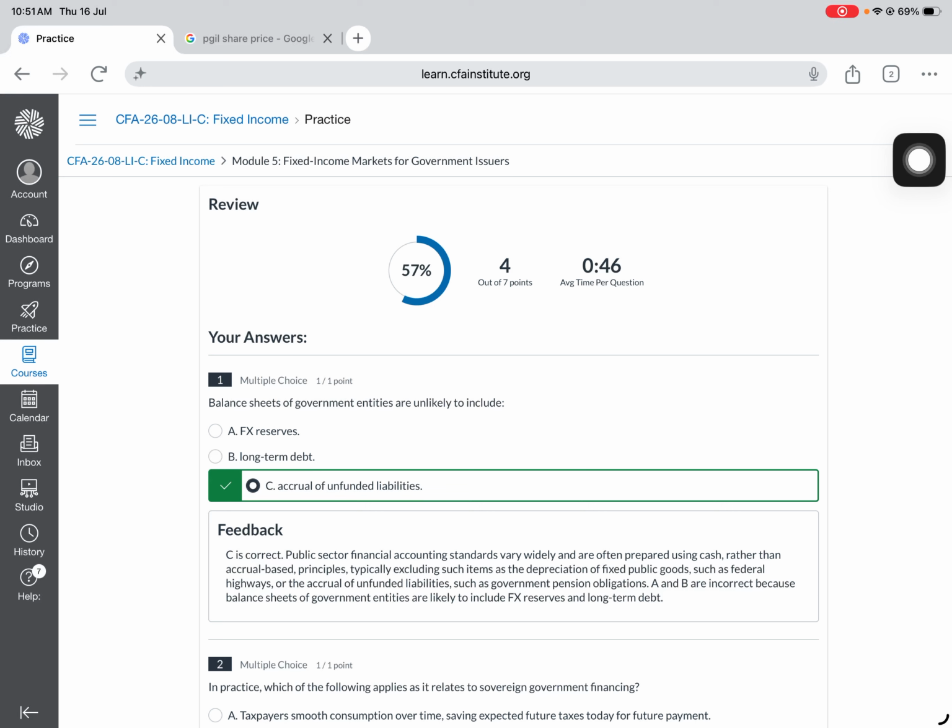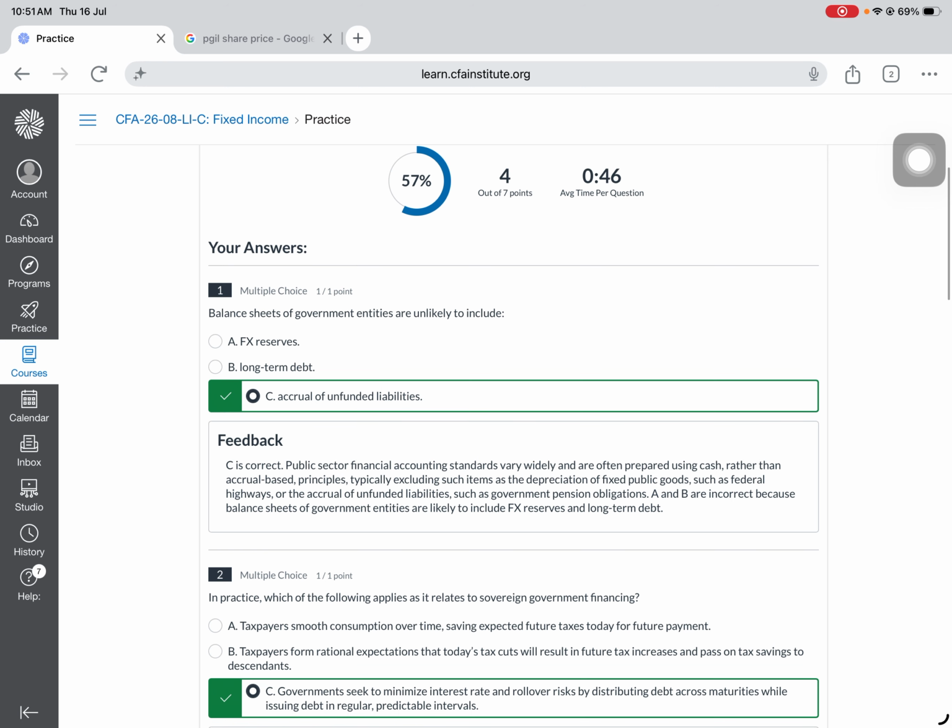Now we will do some practice questions from fixed income, module 5, fixed income markets for government issuers. Coming to the first question: balance sheets of government entities are unlikely to include forex reserves? They are included. Long term debt? That is also included. Accrual of unfunded liabilities? That is not included in the balance sheet of government.